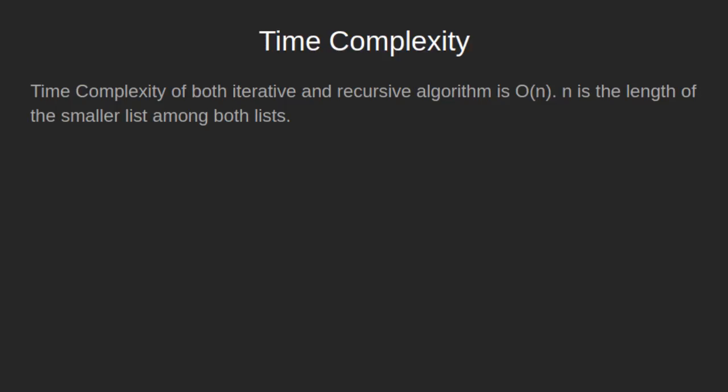The time complexity of both the iterative and recursive algorithms is O(n), where n is the length of the smaller list among both lists. Note that though the time complexity of both methods is the same, with respect to space complexity, the iterative code is more efficient since the recursive code uses unnecessary system stack space.